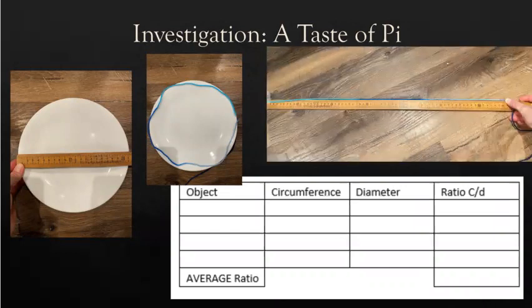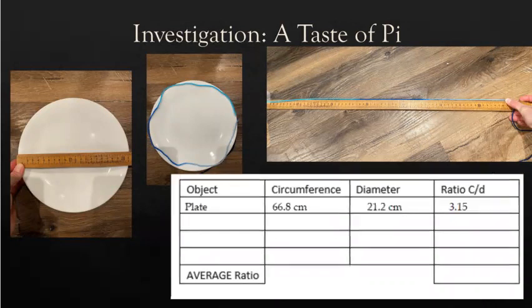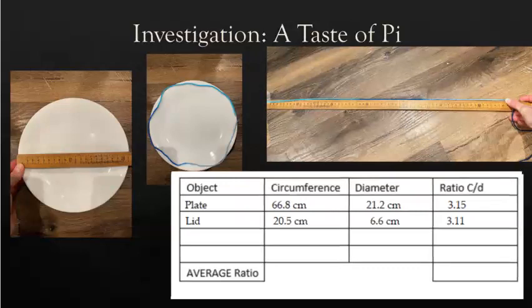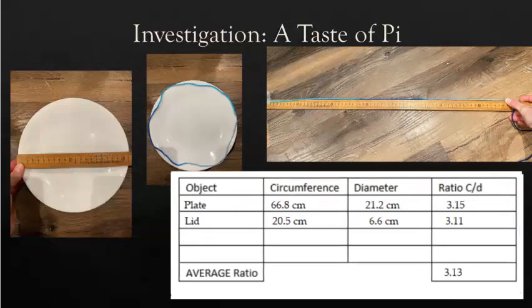I then put that string out on my yardstick or my meter stick and measured it down to the 1/10 of a centimeter. So my plate measured 66.8 centimeters in circumference and 21.2 centimeters in diameter. That C to D ratio was then 3.15. Next, I measured a peanut can lid at 20.5 centimeters for circumference and 6.6 centimeters for diameter. That ratio was 3.11. Make sure you use at least 3 or 4 objects, more if you would like, and then average your ratios. My average came out to 3.13.